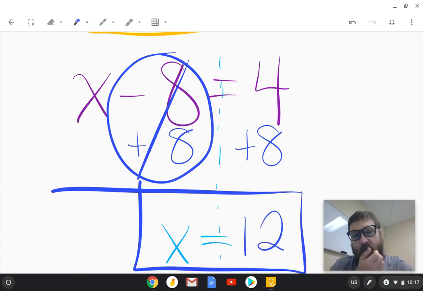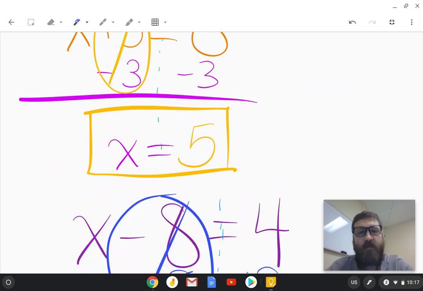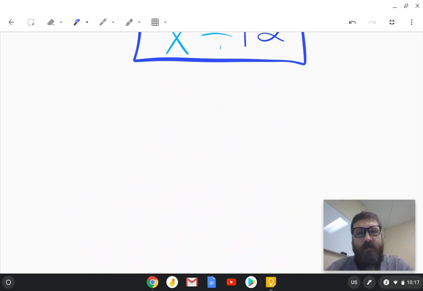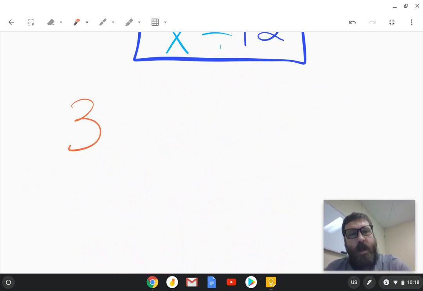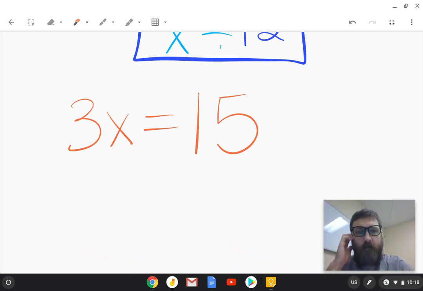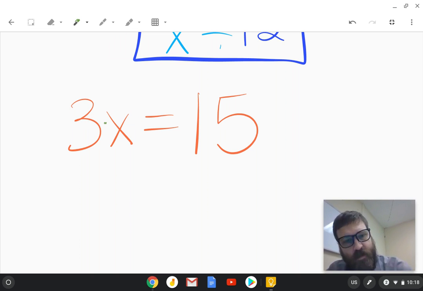Again, in algebra, you're always doing the opposite, and you're doing the thing to one side that you did to the other. Okay, so far we've seen what happens when you have minus or plus. Well, what if I have the following? 3x equals 15. Now, this is important because you need to remember that when you see 3x, it means 3 times x, and we'll get to that in a second.